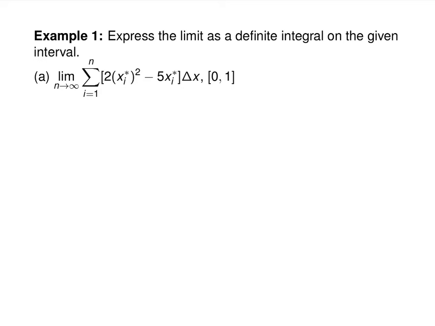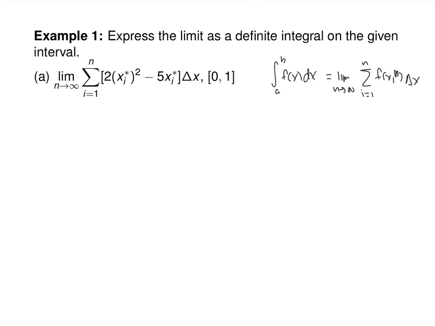So just tell me what this limit is as an integral. Back on the top of the page, I have written down the integral from a to b of f of x dx is the limit as n goes to infinity of the sum from i equals 1 to n of f of x sub i star delta x.